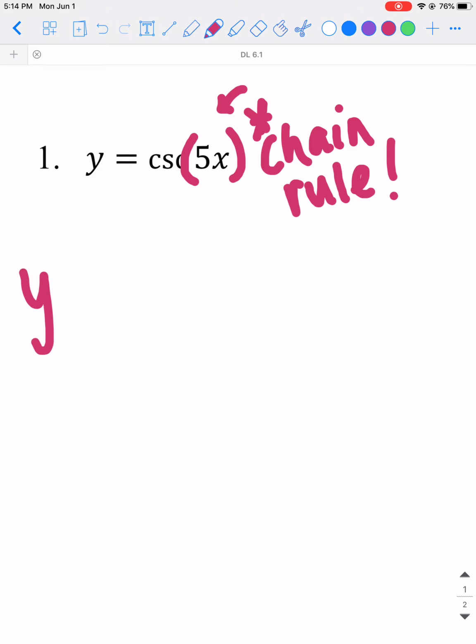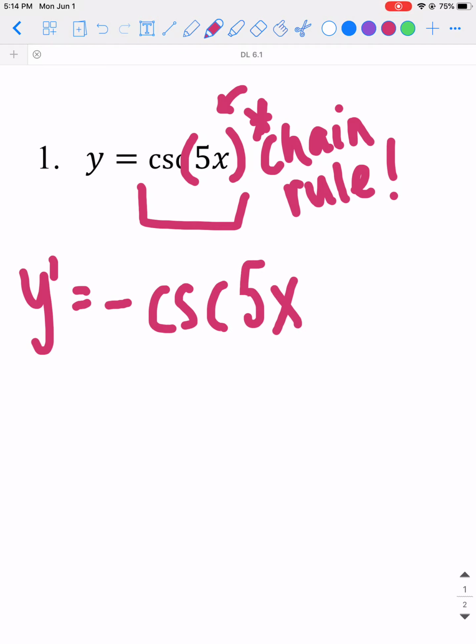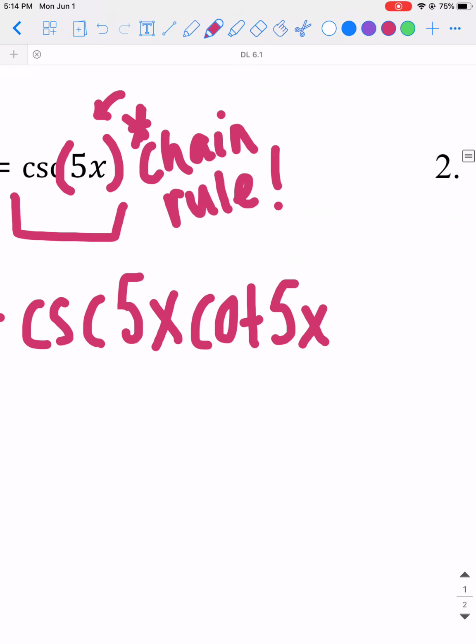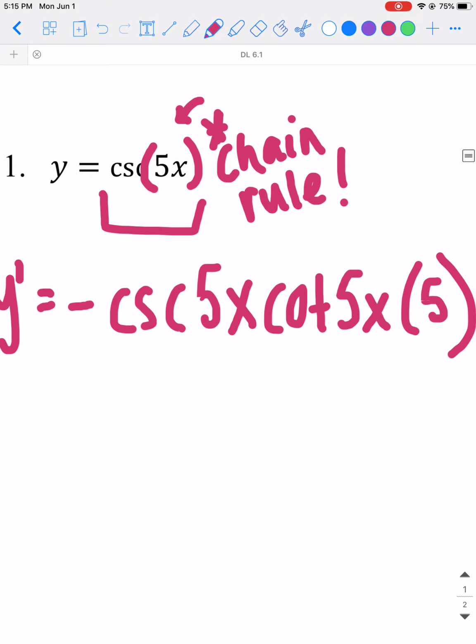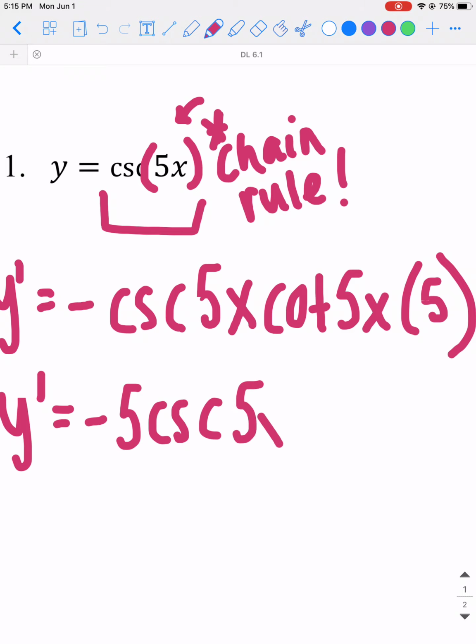So starting with the whole original function, I'm going to take the derivative of cosecant of 5x, and I know the derivative of cosecant is negative cosecant. The inside stays the same, so 5x times cotangent of 5x. And then I need to take the derivative of the inside of that parentheses. So the derivative of 5x is going to be 5. So I would just rewrite this, put that 5 in front, so I get the derivative is equal to negative 5 cosecant of 5x cotangent of 5x.